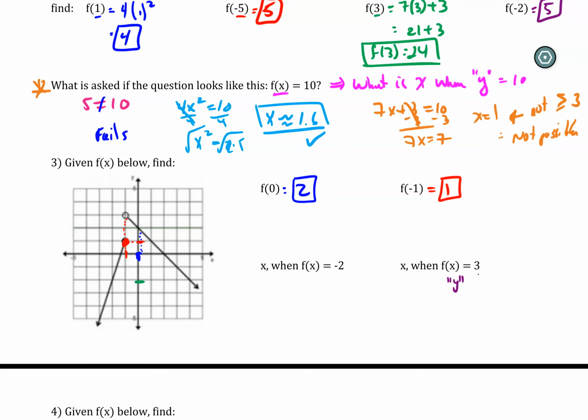So when is y negative 2? Well, I have to look left and right. I have an answer here, and I have an answer here. So I touch the graph at 2 spots. One is at this location, one of them is at this location. So that's 1, 2, 3, 4 on my x-axis and negative 2 on my x-axis. So x could equal negative 2 or 4. Both of them are possible answers here.